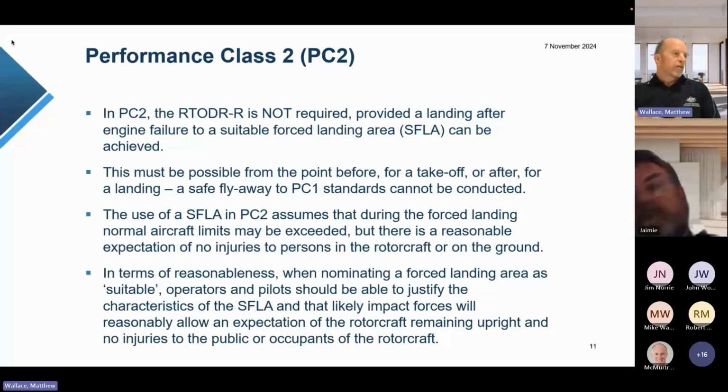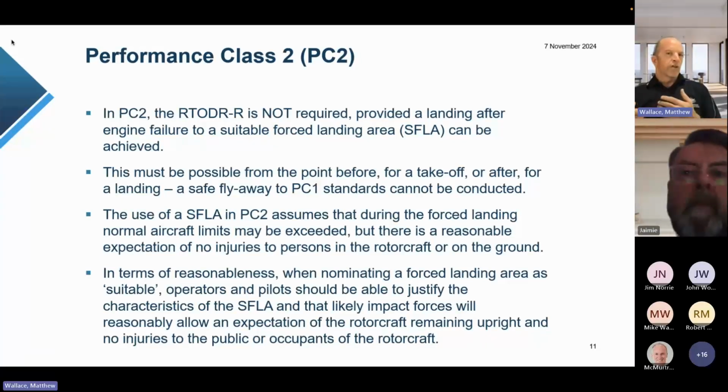So that might be just undulating terrain in front of where you depart. It might have small shrubs, etc., etc. But saying, hey, it's not the best area. I can't use it as I would for PC1, but it's an area where if I bore back into that area, I expect that, yes, there might be some damage to the undercarriage, but everybody should be okay.